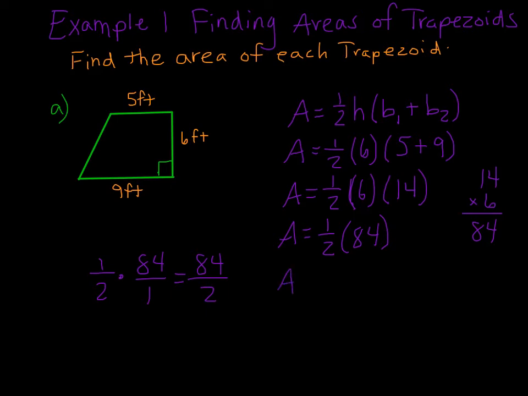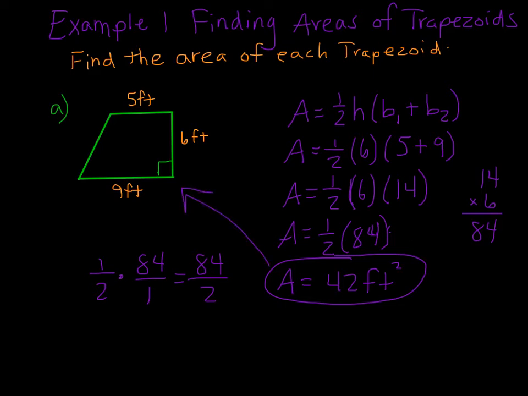So my final A, if I basically just cut 84 in half, you don't have to write what I just did there. I'm just kind of talking as I go. But my answer should be 42 feet squared. And that's my final answer. That's my area for my first trapezoid.